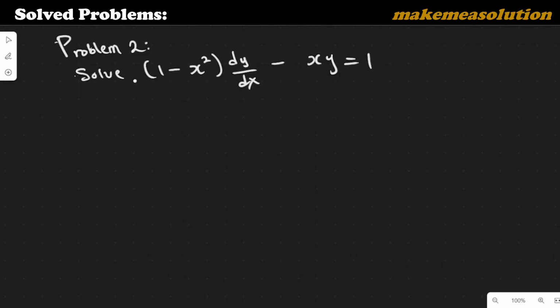Alright, welcome to problem 2. We want to solve 1 minus x squared dy dx minus xy equal to 1. So, solution.